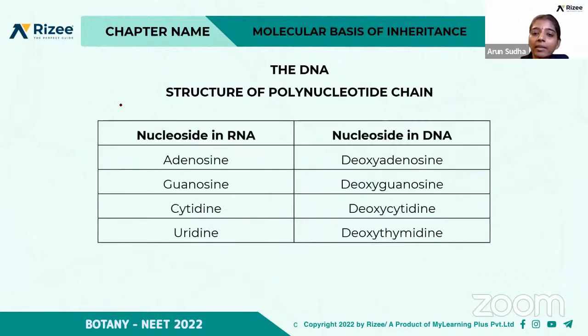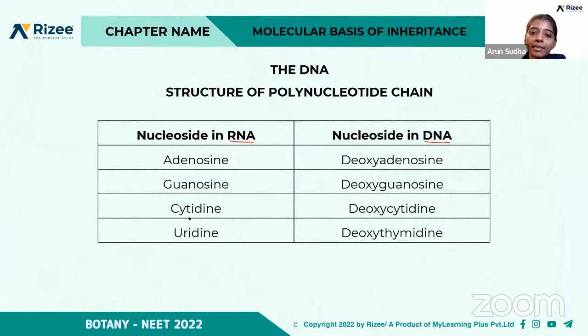Then in the case of RNA, what are the types of nucleosides that are present in RNA? Adenosine. So adenosine is adenine plus ribose sugar. Here adenine plus deoxyribose sugar is deoxyadenosine, which is present in DNA. So these are the names of nucleosides which are present in RNA and DNA. And guanosine is a nucleoside which is present in RNA. So guanine plus ribose sugar. Here guanine plus deoxyribose sugar gives deoxyguanosine.